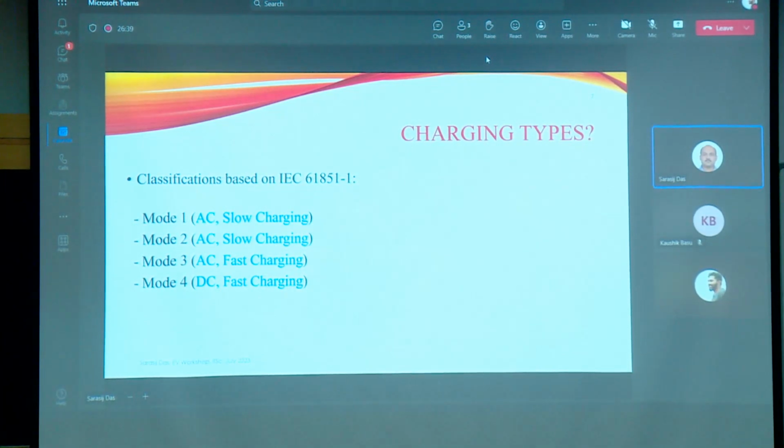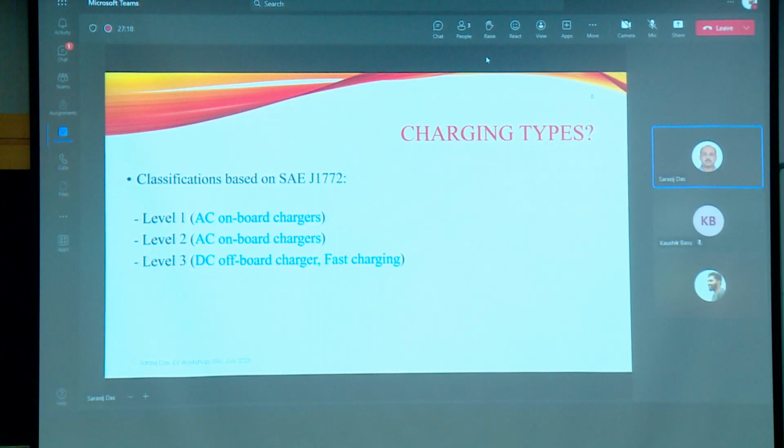Now, charging type classifications. If we see the charger classification based on IEC 61851-1, this I'm sure you already know: mode 1, mode 2, mode 3 and mode 4. Mode 1 and mode 2 are basically AC based and slow charging. Mode 3 is AC and it also supports fast charging, and mode 4 is DC fast charging.